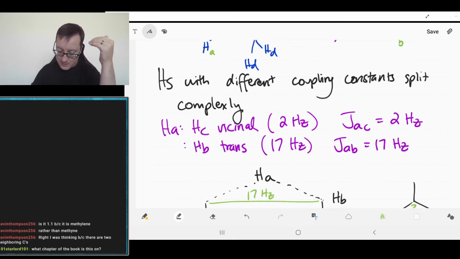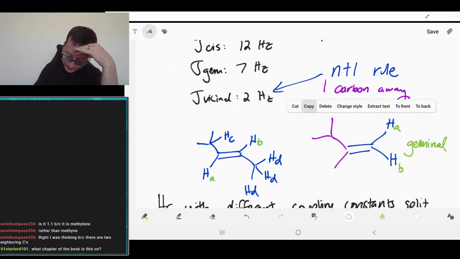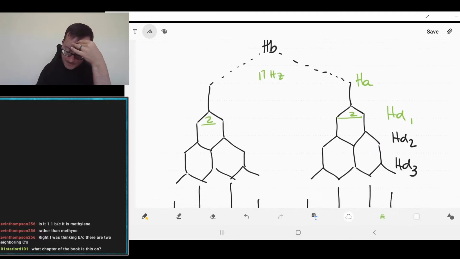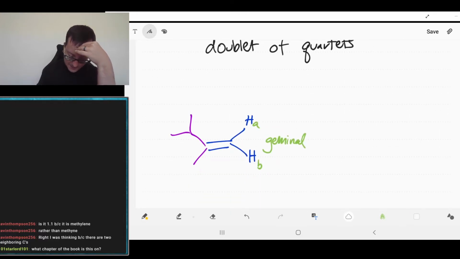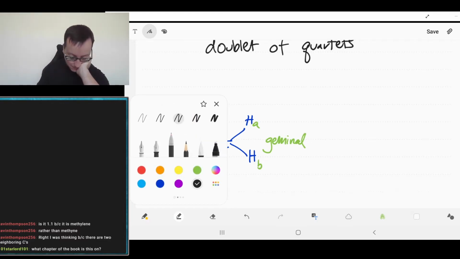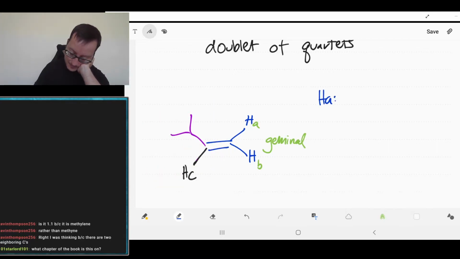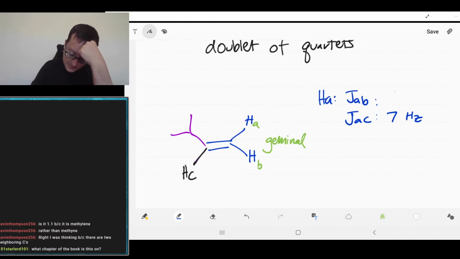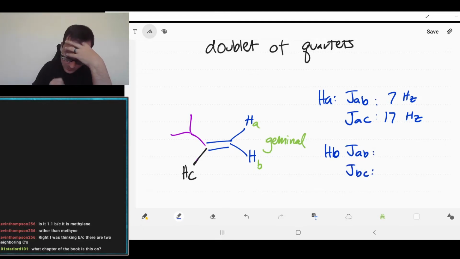So if you have, let's do this geminal thing. Yikes! And in fact, let's make this one HC, just to make things more complicated. So if we look at HA, it's got AB, we have AC, and that's it. I'm sorry, that's the wrong ones. This is 7 hertz. These are the geminal relationship. This one is 17 hertz. HB will have a cis one, 12 hertz, and the geminal one, 7 hertz.